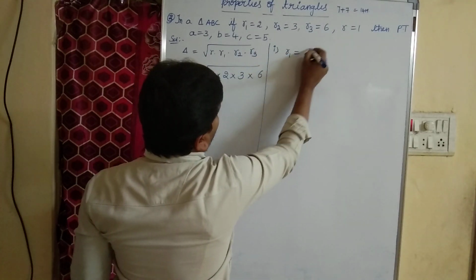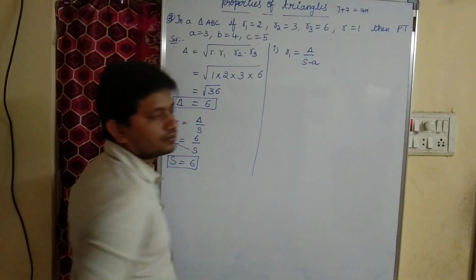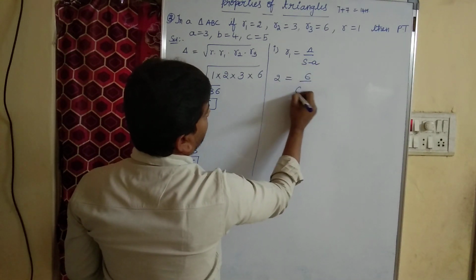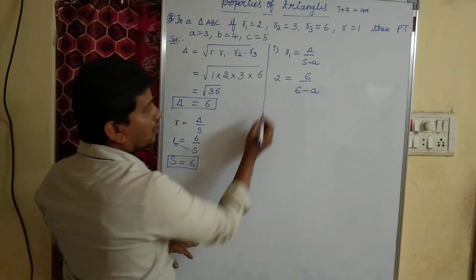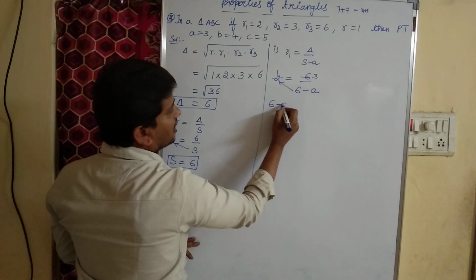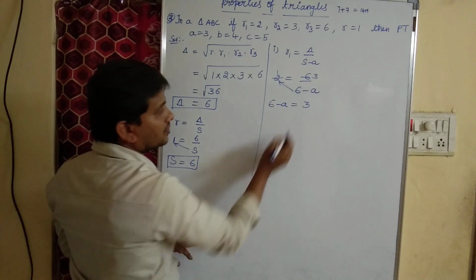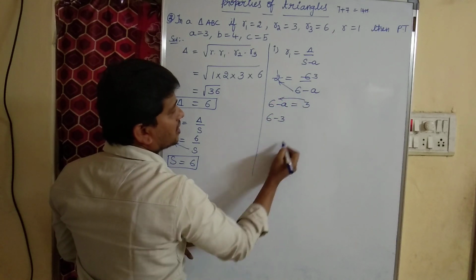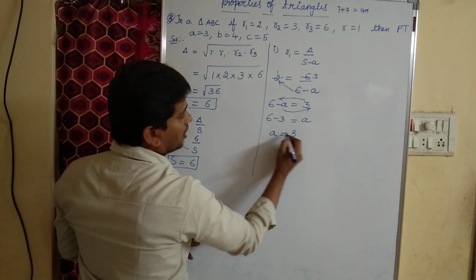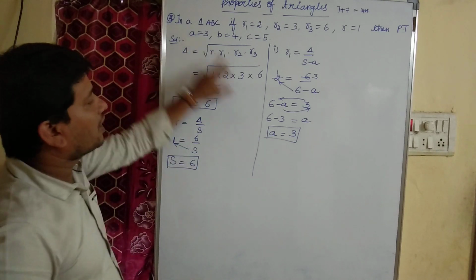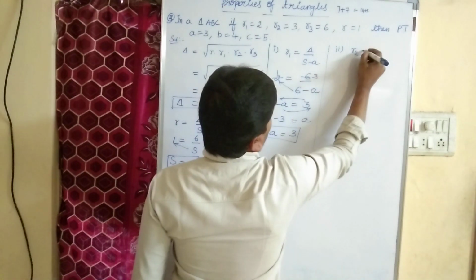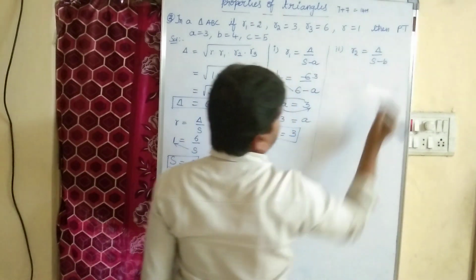We have the formula for R1, that is delta by s minus a. Given R1 value is 2 and delta value is 6, s value is 6 minus a into table 2, 1 are 2, 3 are 6. Cross multiplication 1 into 6 minus a, 6 minus a equal to 3. Plus 3 you transpose, it will become minus 3. Minus a you transpose, it will become plus a. 6 minus 3, that is equal to 3. So what is the value of a? A value is 3.